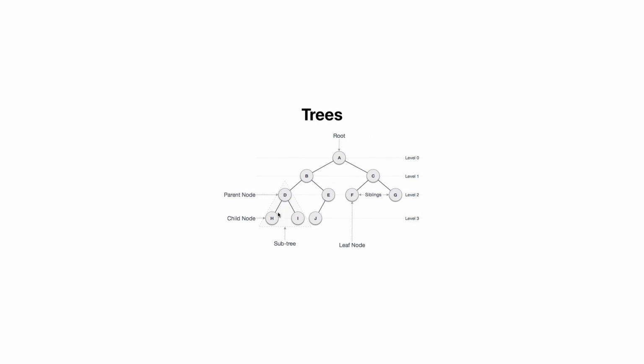We can look and see that somewhere like this, D, H, and I is actually a subtree. If you were to cover up everything else, you would see that that's its own little tree. So within a tree, you have subtrees basically for each node. If we see a node that doesn't have a child, we call that a leaf node.